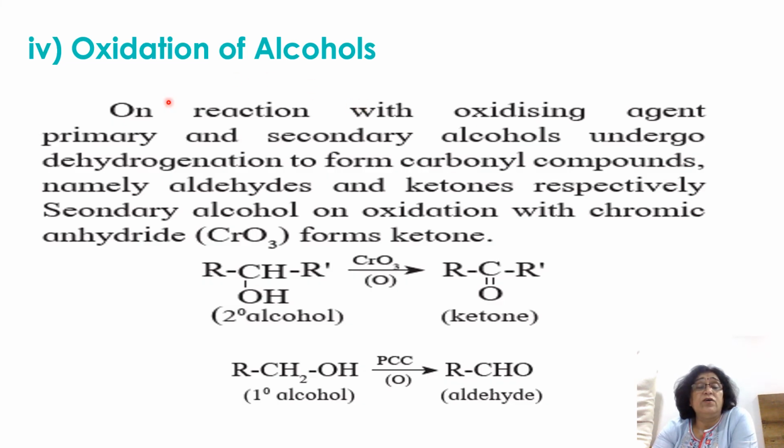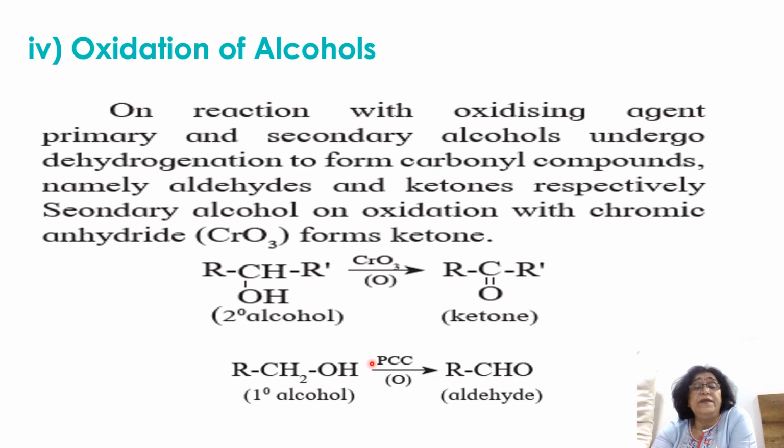Then oxidation of alcohols. Oxidation reaction for alcohol happens with oxidizing agents, and these oxidizing agents are CrO3, PCC. PCC is pyridinium chlorochromate. Okay, so if it is a secondary alcohol, it will always oxidize to ketone, whatever the oxidizing agent. But if it is a primary alcohol, it may oxidize directly to aldehyde, or it may oxidize directly to acid. So this depends on which oxidizing agent we are using.